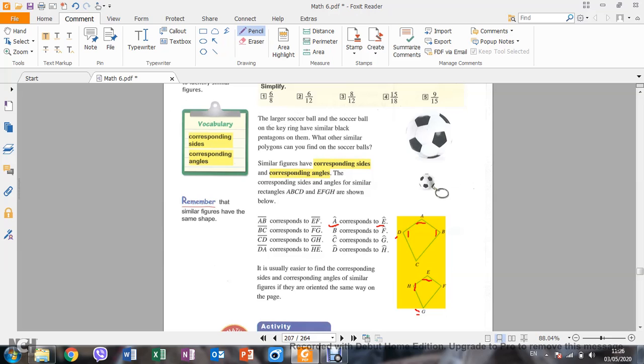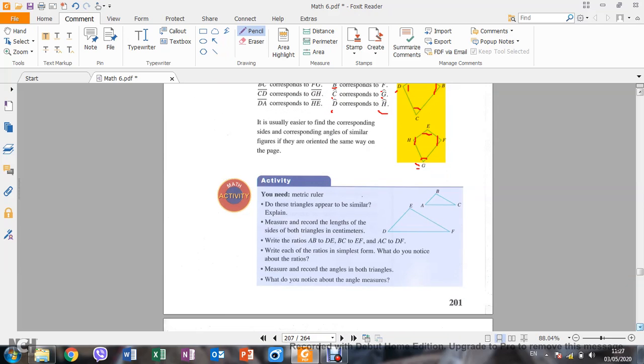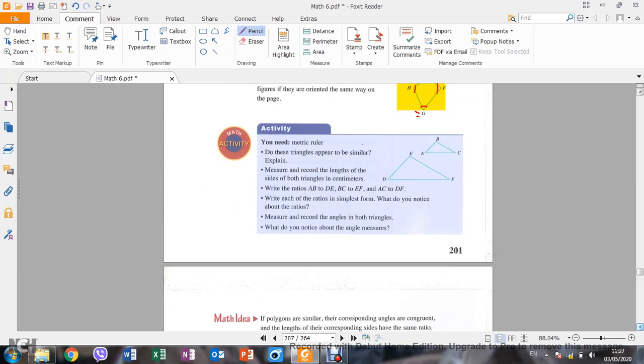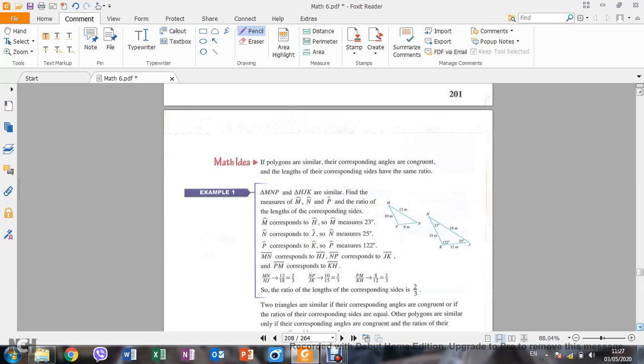Angle B corresponds to angle F. Angle C corresponds to angle G, and angle D corresponds to H. Okay, these are the corresponding angles and corresponding sides. This activity is so easy. I hope they do this one at home. So we have this example.